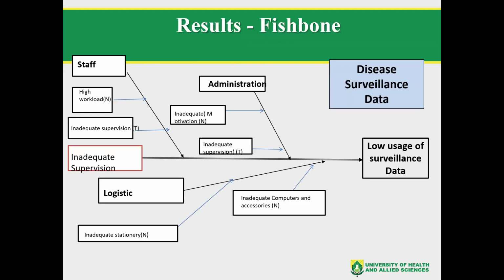So we'll get to know the things I'm talking about. This is the result presented. You can see the head of the fish, if you look towards my right, says low usage of surveillance data. This is the problem for which we wanted to find the root cause. Looking at the administration, from the administrative aspect, what could be the problem? They realized that from the administrative aspect, there is inadequate monitoring. Inadequate monitoring.